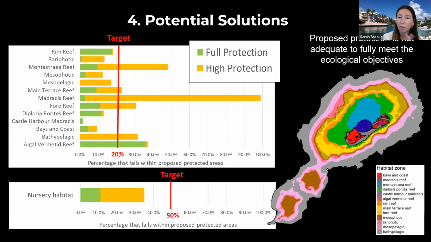And what you can see on the screen is how the current proposals meet those habitat targets. So the green shows the amount of each habitat that falls within the proposed full protection, and the orange shows how much of each habitat falls within proposed high protection, and the red line shows the target that we're aiming for. And as you can see, it falls short on a lot of those habitats. So this is something that, in modifying the MPA network, we need to consider: how we can better achieve these ecological objectives.